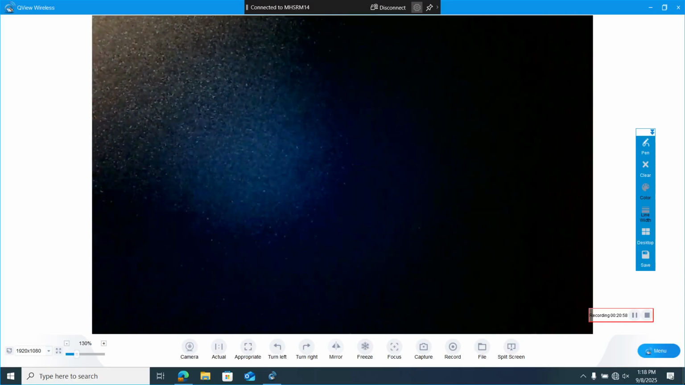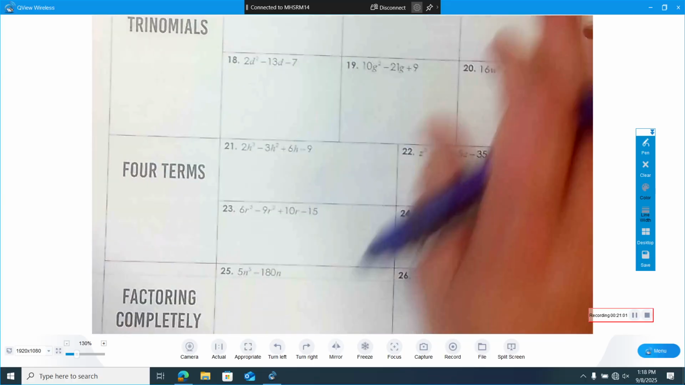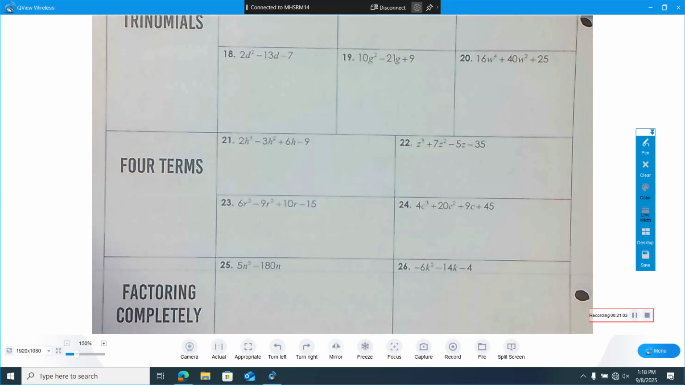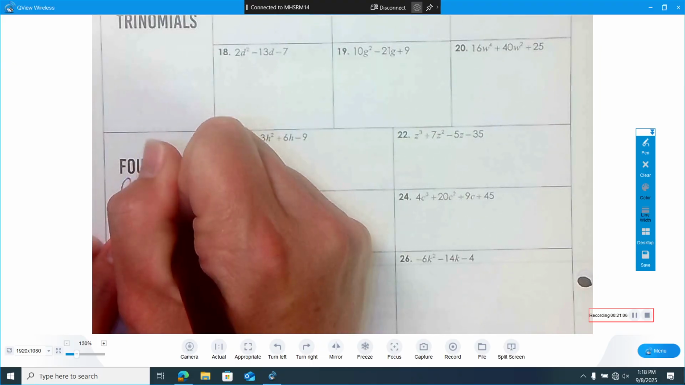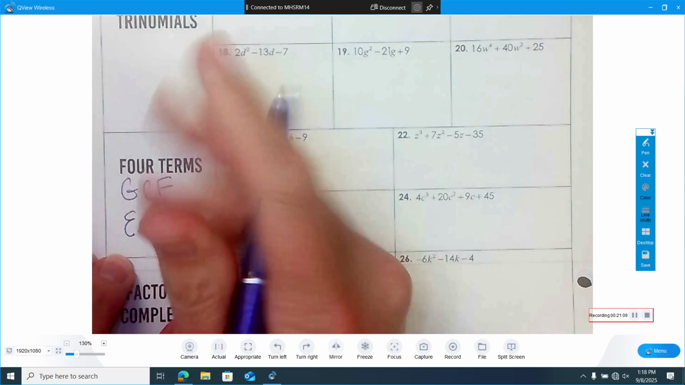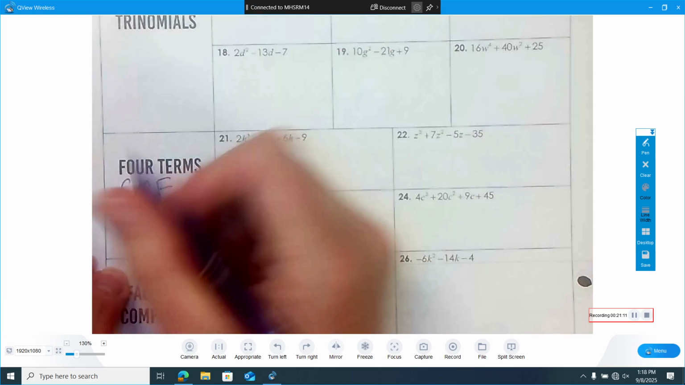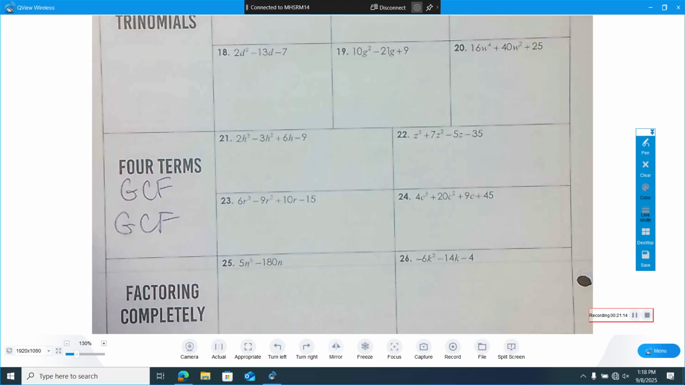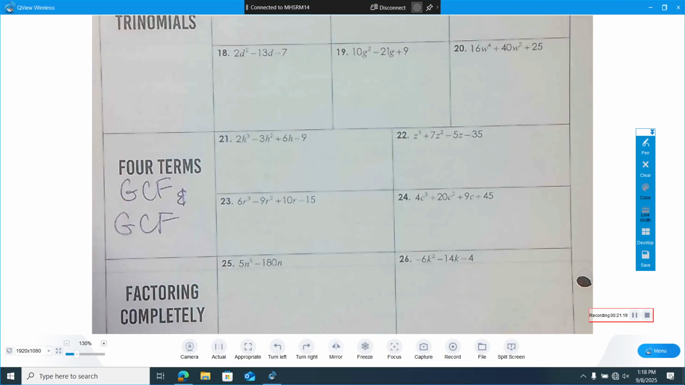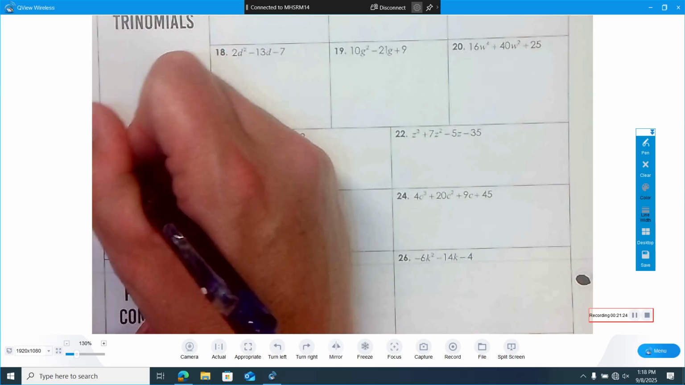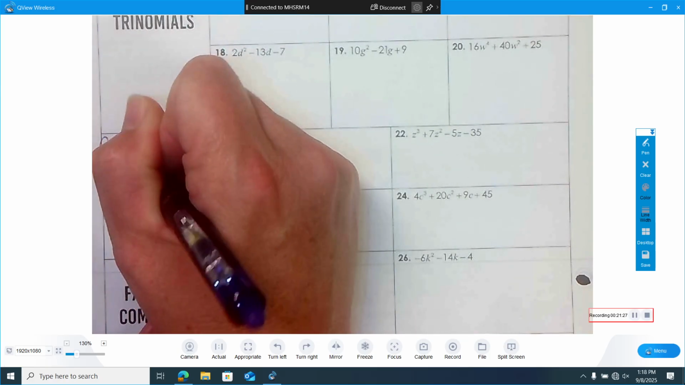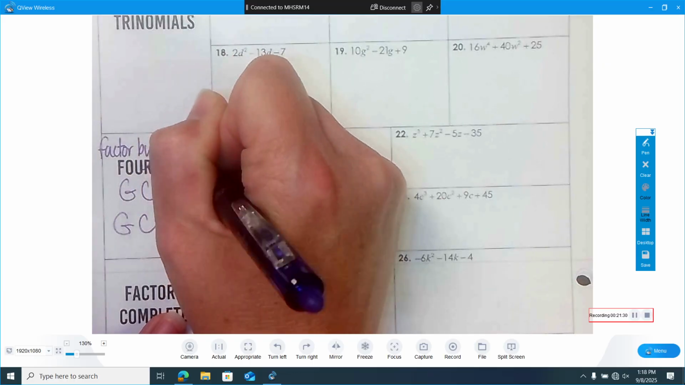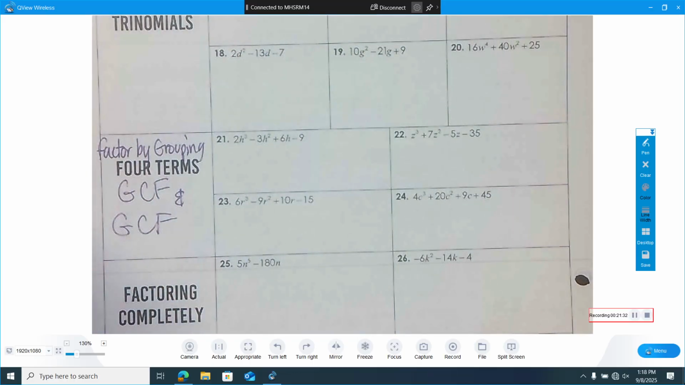One more. All right, turn the page. We're going to 4 terms today. 4 terms is GCF and GCF. When we have a 4-term expression, sometimes we can do factor by grouping. We call it factor by grouping. But really, it's just the greatest common factor over and over again, okay?